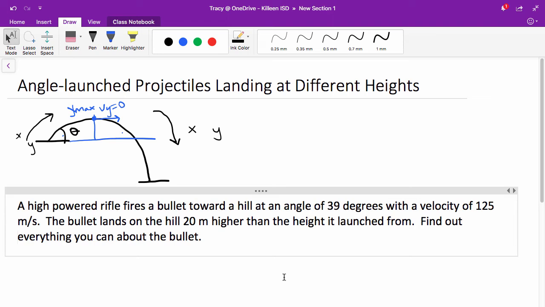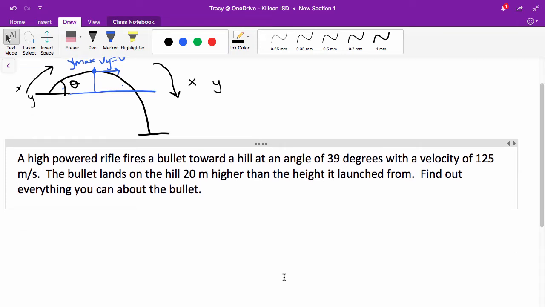Okay, so here is our example problem. A high-powered rifle fires a bullet toward a hill at an angle of 39 degrees with a velocity of 125 meters per second. The bullet lands on the hill 20 meters higher than the height it launched from. Find out everything you can about the bullet. So the max height, the range, the time in the air, the velocity that it lands at, the angle it lands, everything you can think of.